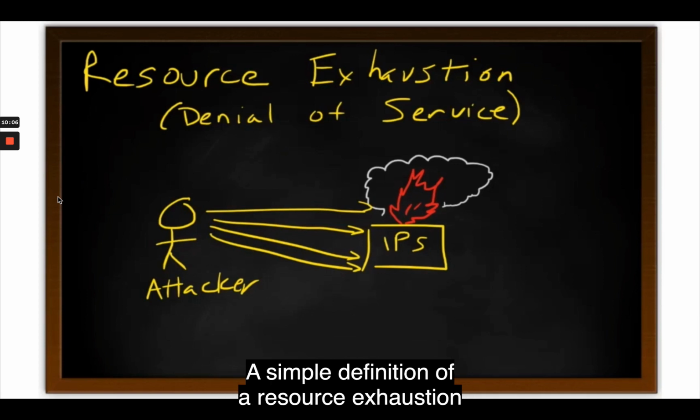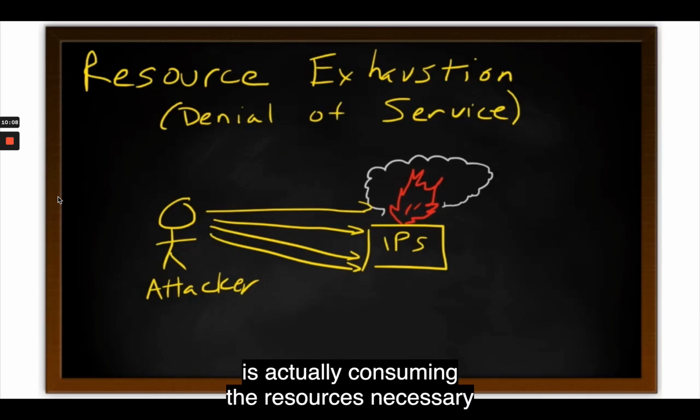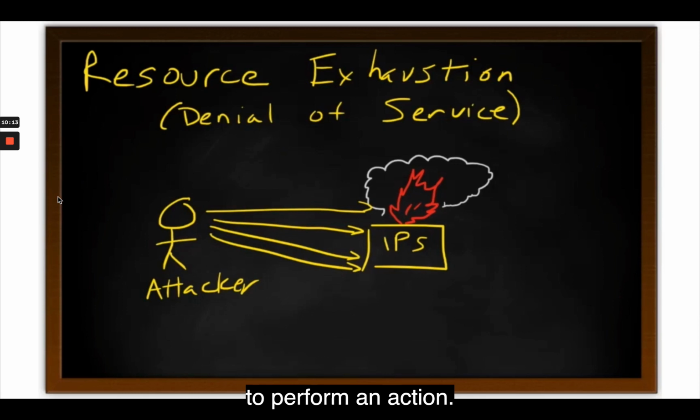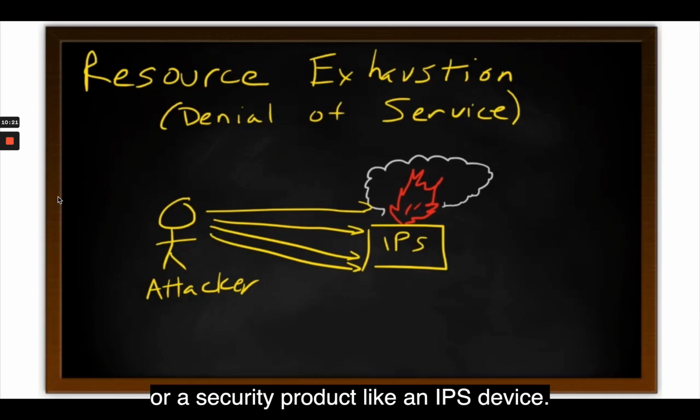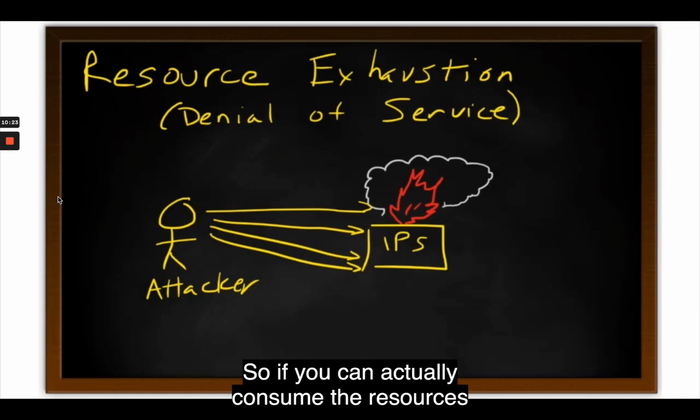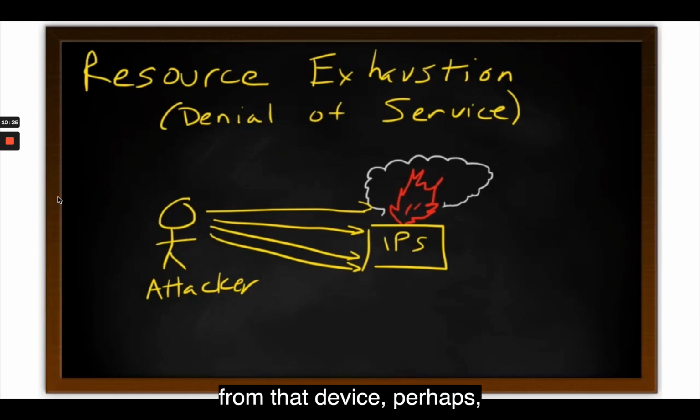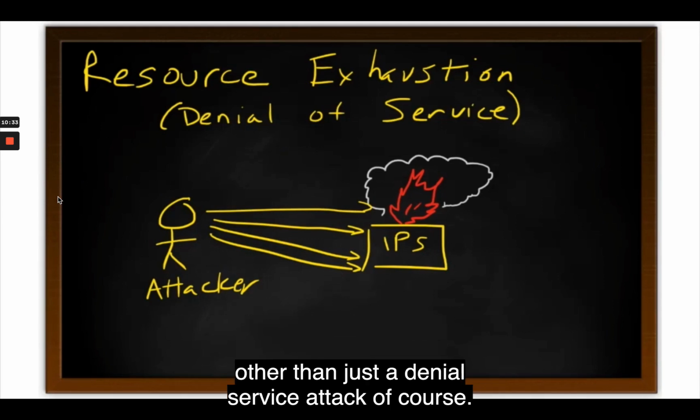A simple definition of resource exhaustion is consuming the resources necessary to perform an action. In some cases, it can be launched against a security technology or a security product like an IPS device. So if you can consume the resources of that device, perhaps you can launch a successful attack, other than just a denial of service attack, of course.